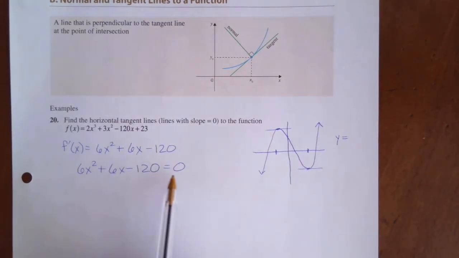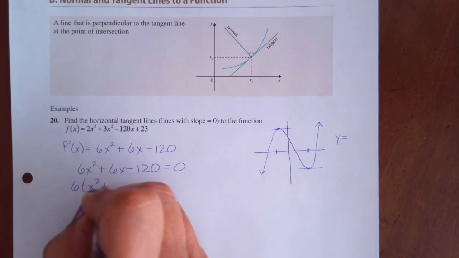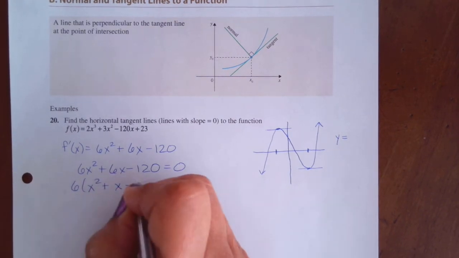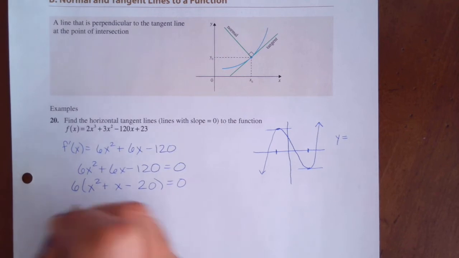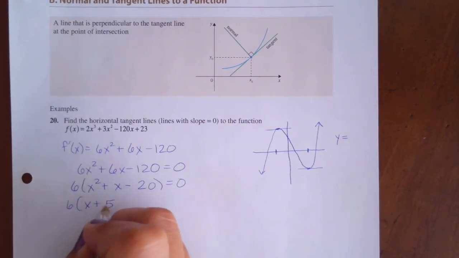So this is easy to solve. We're going to factor out a 6 from all the terms. We're going to factor. So that would be plus 5 minus 4.